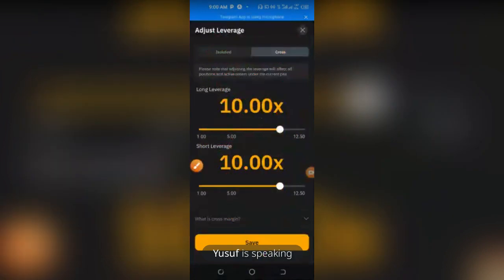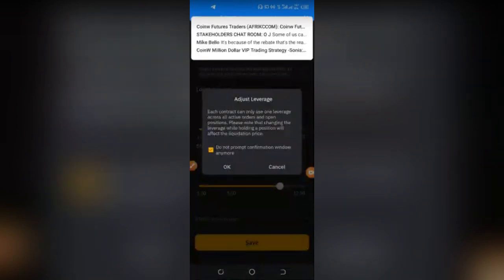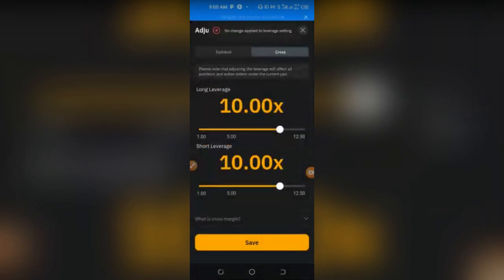So you click on save. Each contract can only use one leverage across all. Okay. So that is how to set the place.